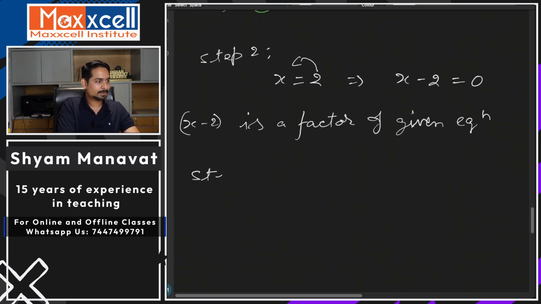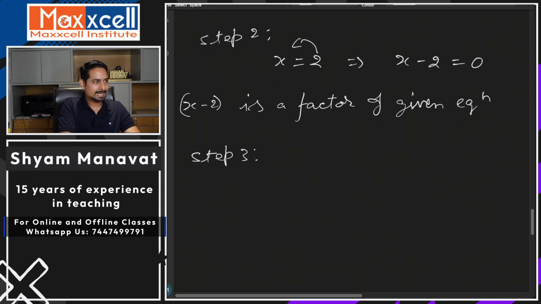Now step 3, what is step 3? I have shown you one version of step 3: you compare the coefficients and then find the values of a, b, c. Or you can also divide the given expression by x minus 2 and find the quotient, which will be a quadratic expression, and then try finding the factors of that quadratic expression. That's also one of the methods. I find this one easy to explain, so I'm going with the same.